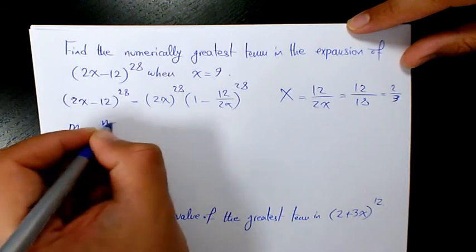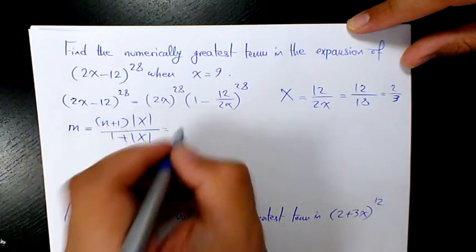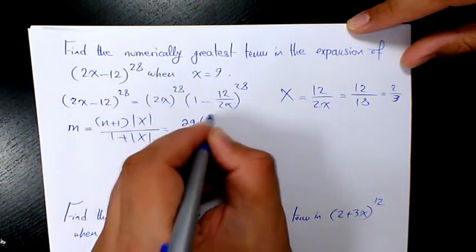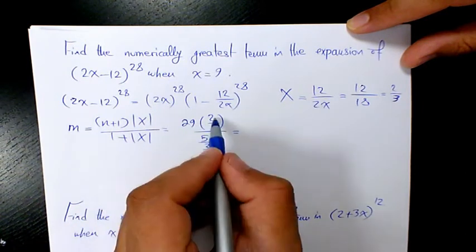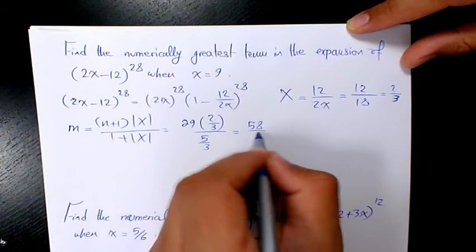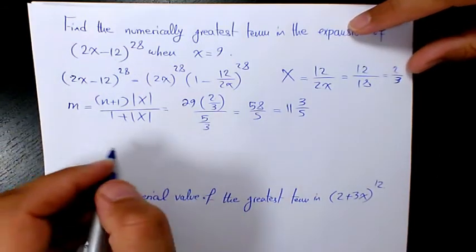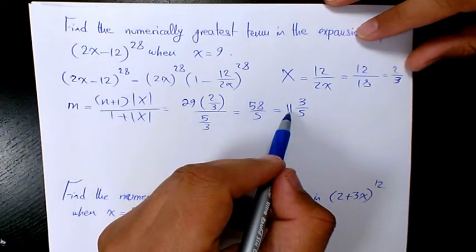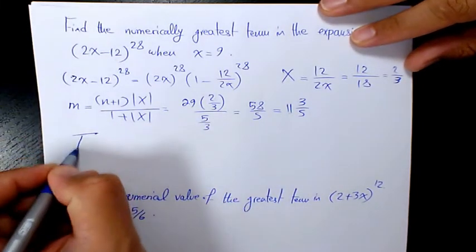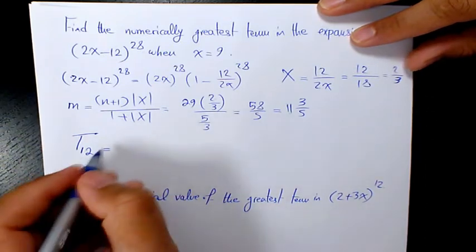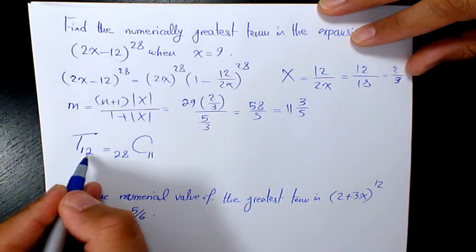M will be (n plus 1) times |x| over 1 plus |x|. That's going to be 28 plus 1, which is 29, times 2 over 3. 1 plus 2 over 3 is going to be 5 over 3. So 29 times 2, that's going to be 58 divided by 5. That's 11.6. So, since it's not an integer, the integral part is 11, plus 1, 12. So T12 is the numerically greatest term, which is going to be 28C11, because that's r plus 1.